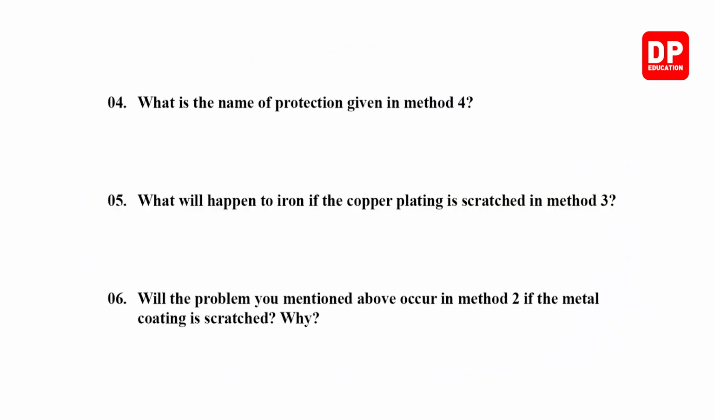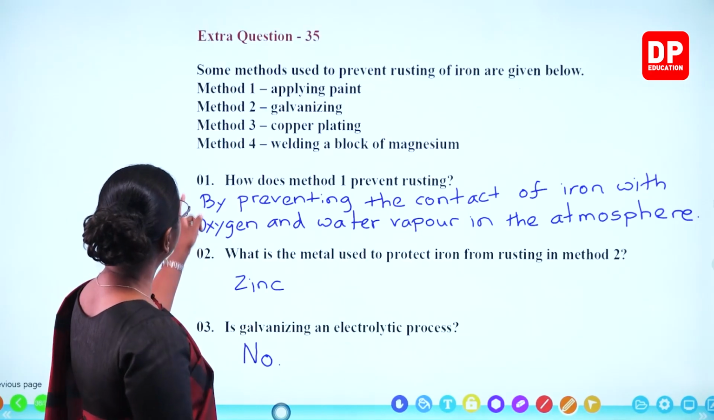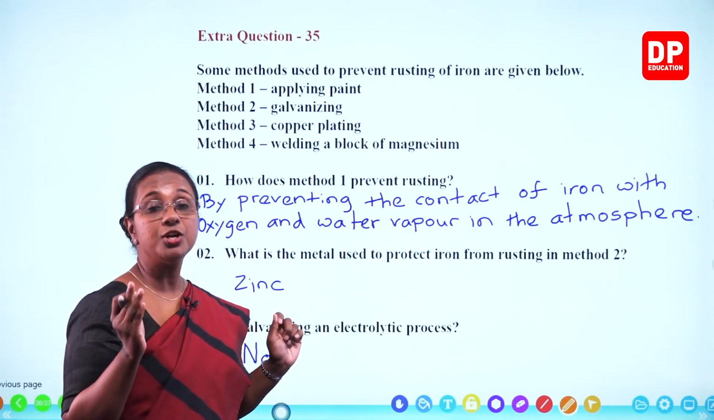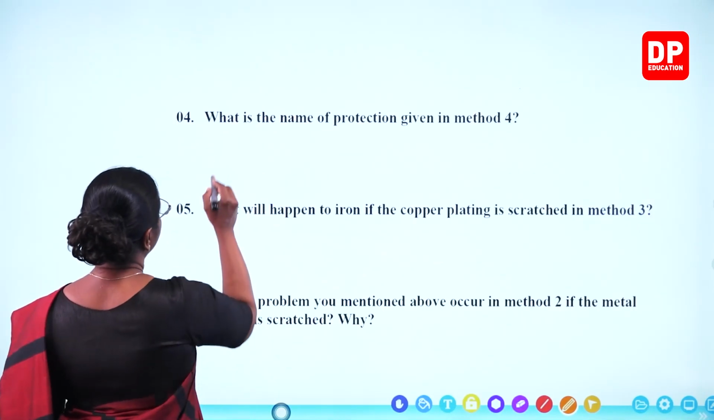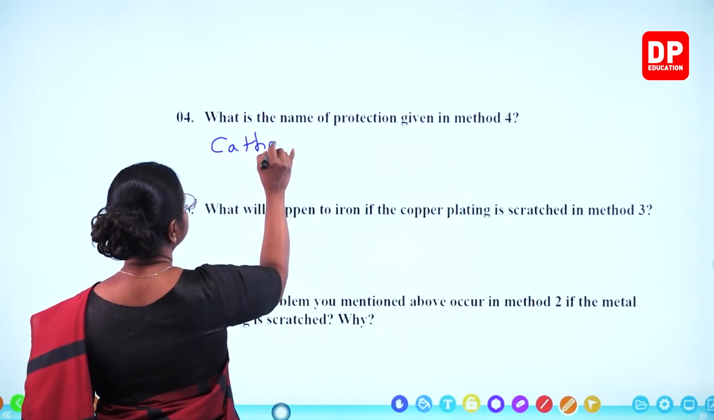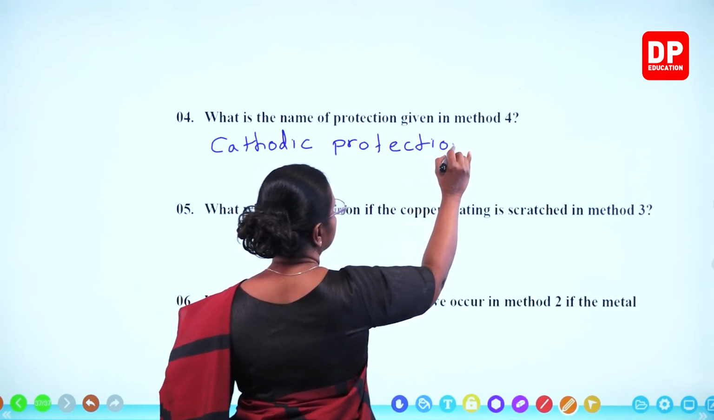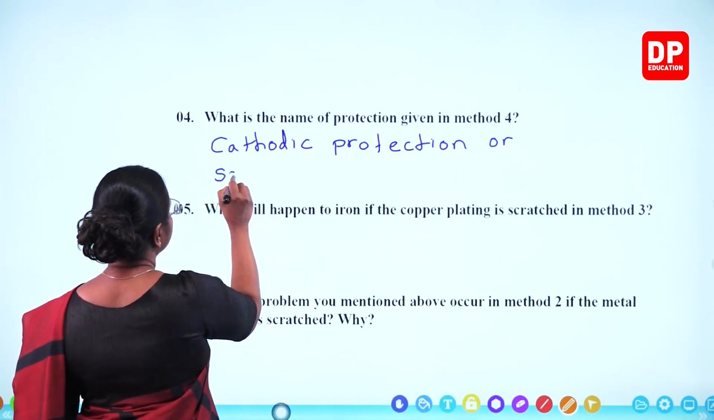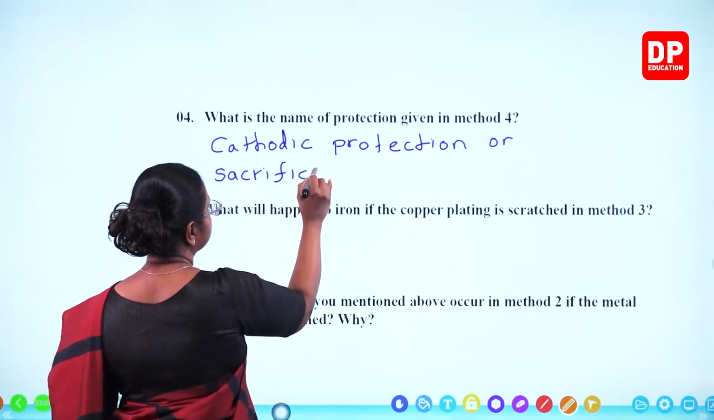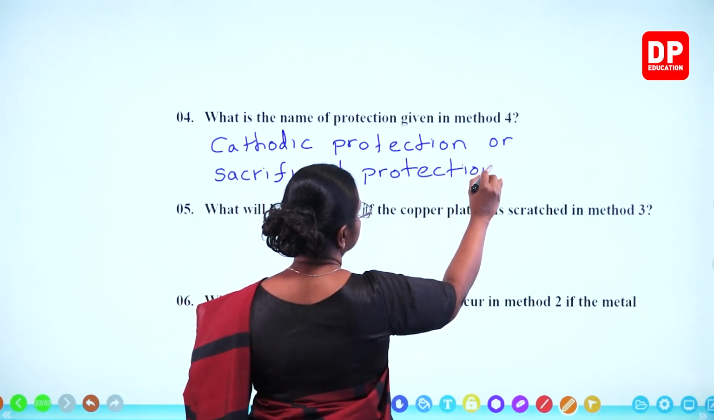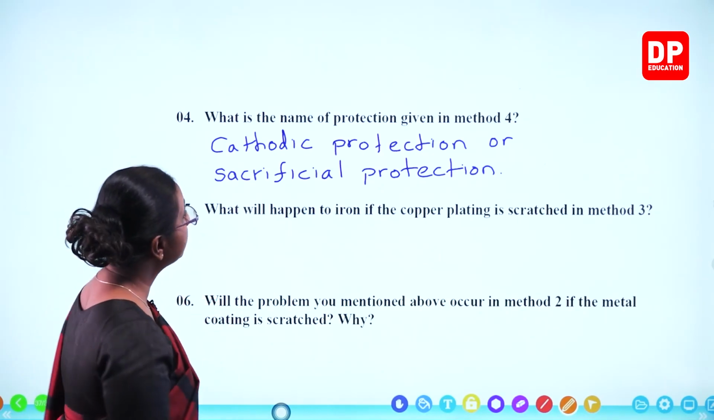So, here the next question, that is part 4. What is the name of protection given in method 4? So, you can remember in the previous one, method 4 is welding a block of magnesium. I told you all it is cathodic protection or sacrificial protection. So, we can write the name cathodic protection or sacrificial protection. So, that is the protection in method 4.